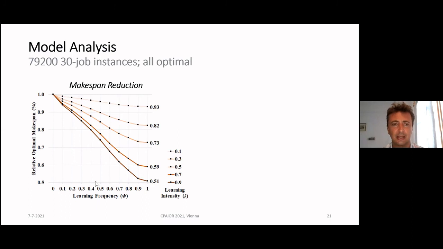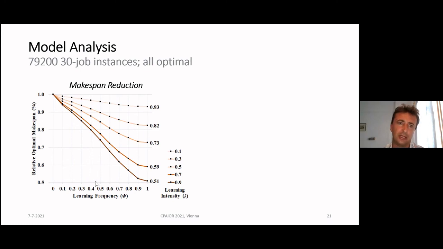On the x-axis, from left to right, we increase the number of jobs that can learn, and the y-axis, from low to high, means how much percent of the non-learning model makespan we are achieving? So basically, the further down you go, the better your overall project makespan will be. And then these different colors show different learning intensities, meaning that 0.9 stands for a job that originally was 10 units long, now is only 1 unit long, if capable of learning.